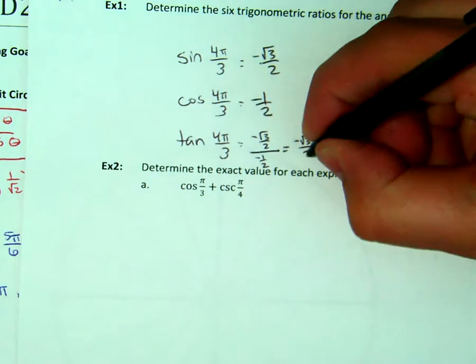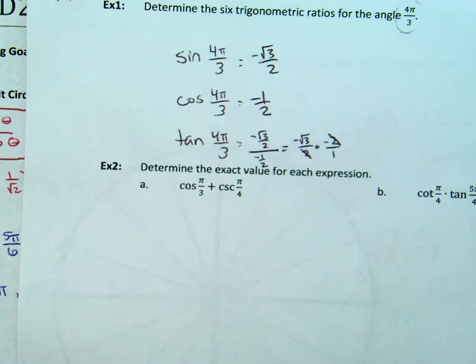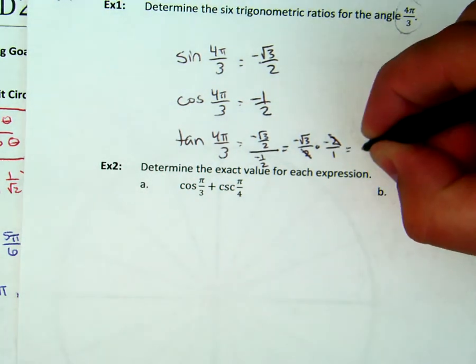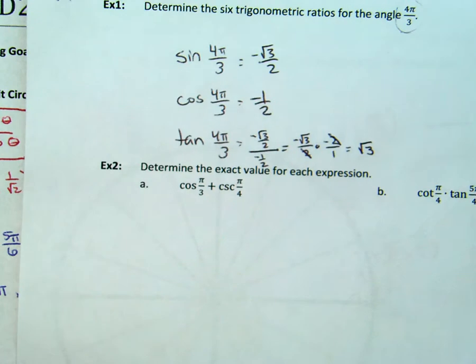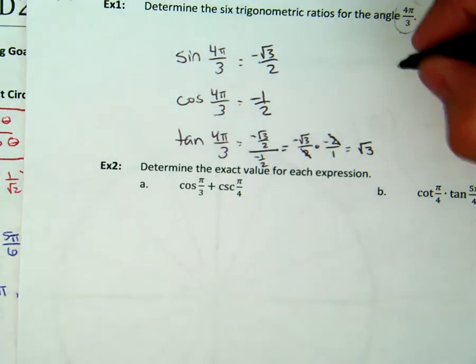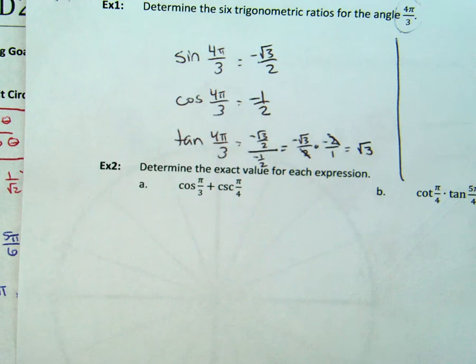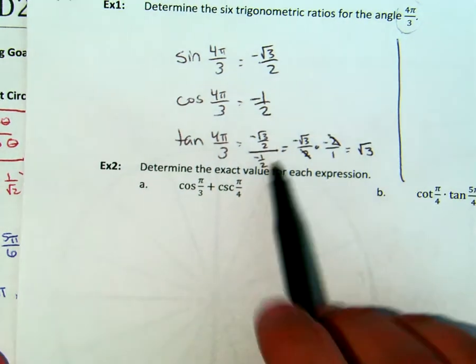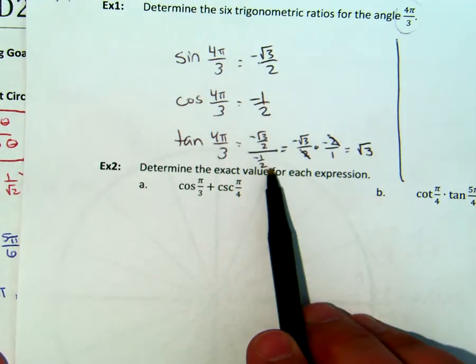So the 2s divide out, and the negatives will turn into a positive, so you will end up with root 3, or root 3 over 1, which the 1 doesn't matter. So tan of 4 pi over 3 would be root 3. So that's the 3 primary trig ratios. Hopefully that makes sense. So you're dividing the sine by the cos.